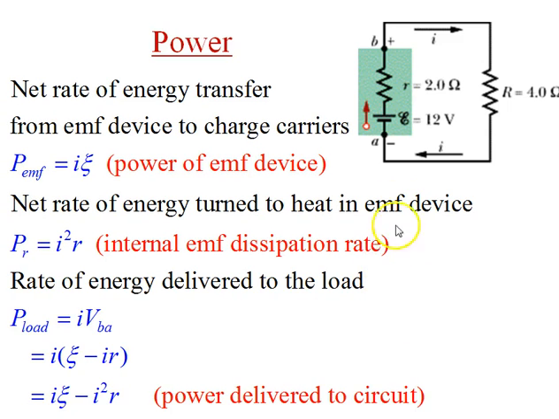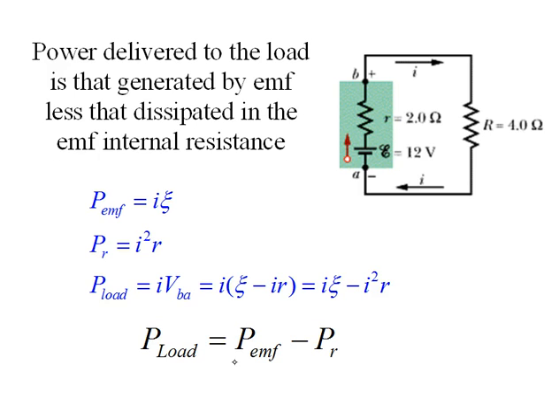And the rate of energy delivered to the load, we can use our I times VBA, since that's the voltage across the load. Our VBA, of course, is our EMF minus IR, so our power delivered to the load is our IE minus I squared R, or it's equal to the power of the EMF minus the power of the resistance, and we have conservation of power in our loop. So again, power delivered to the load is generated by the EMF less than that dissipated in the internal resistance.